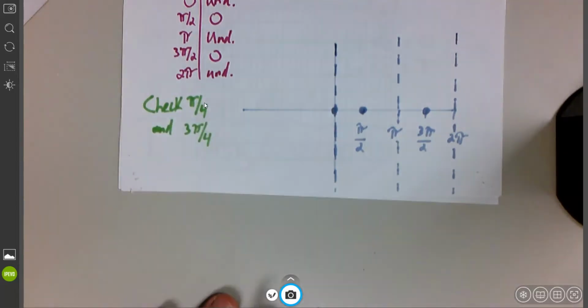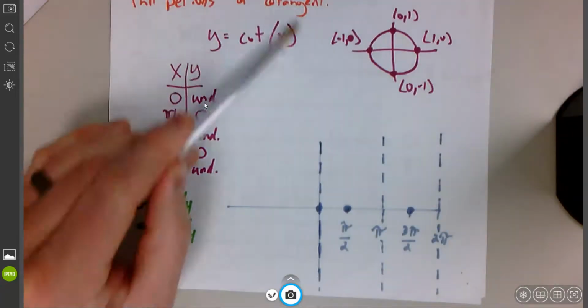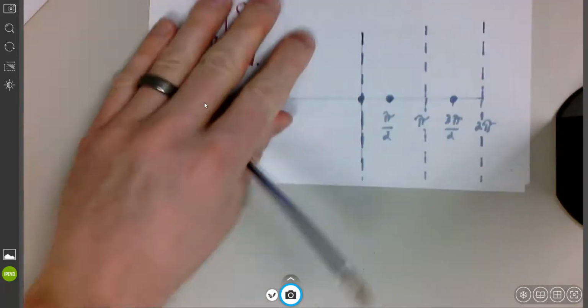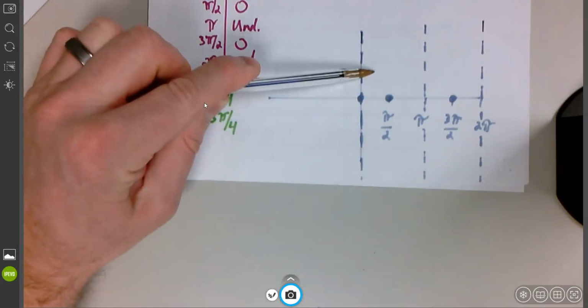Okay, so I would draw a triangle. Pi over 4 is 45 degrees. The sides would be 1, 1, square root of 2. The cotangent is the adjacent over the opposite. Right? Tangent is opposite over adjacent. Cotangent is adjacent over opposite. It would still be 1 over 1. So if I plug pi over 4 into my function up here, I'm going to get 1. So pi over 4 would be right here. I would go up to positive 1, and I would put a dot.